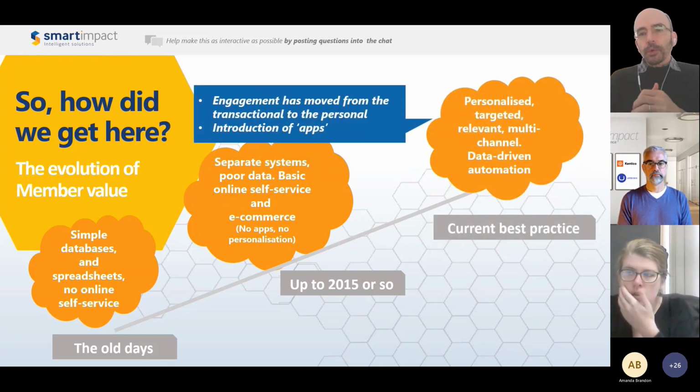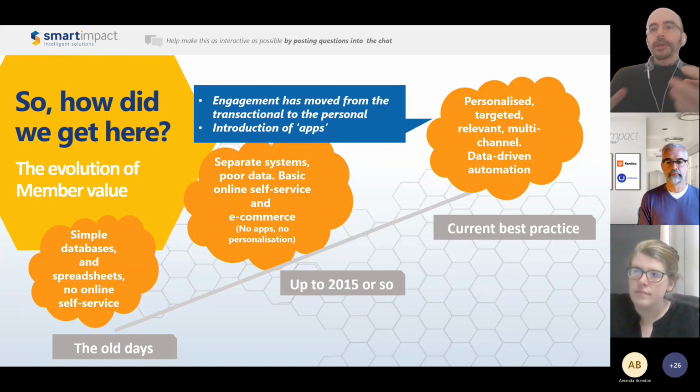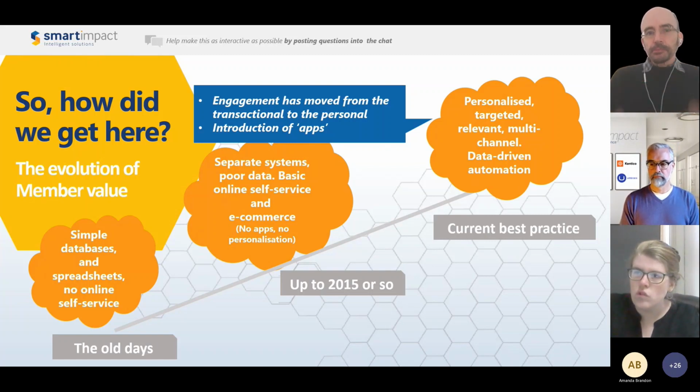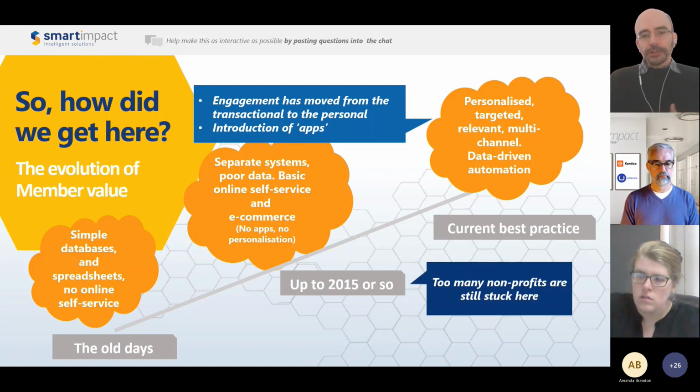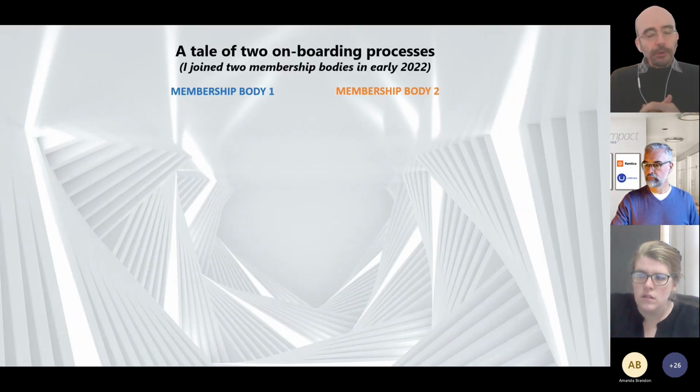These days, what organizations are aiming for, and a significant number have achieved, is personalized, targeted communications, leading to better take-up, leading to better data, leading to more personalization. The problem that we've got is that too many nonprofits are still stuck in a position where you've got the basic transactional stuff working, but even the data you are capturing is not made available to your colleagues for adequate scoring and engagement. So I thought it would be helpful to talk about a real-world situation.